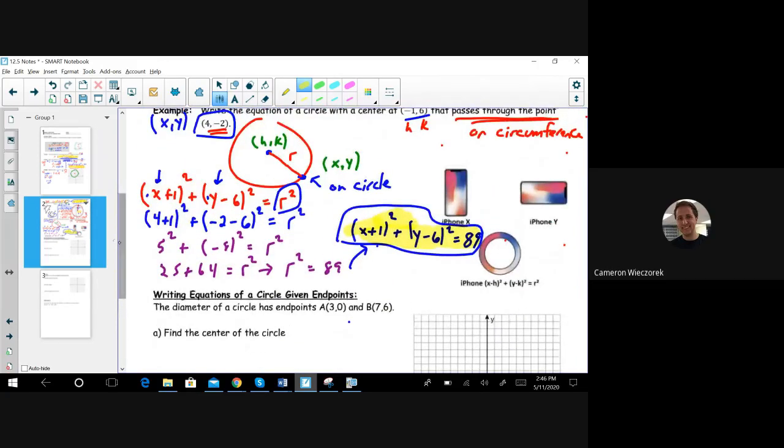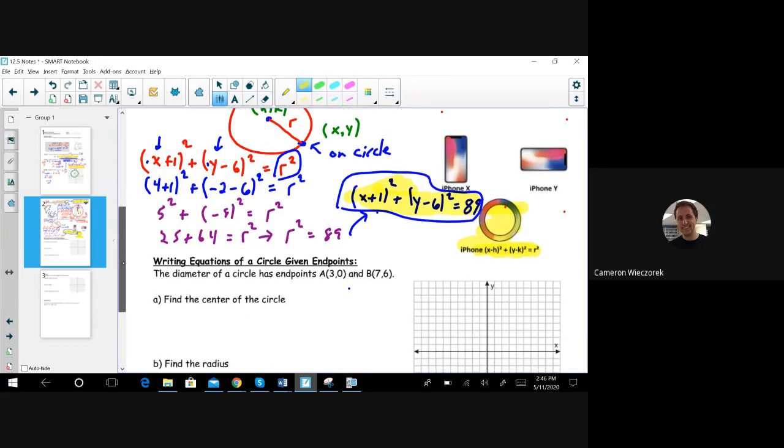And have a look at the iPhone joke before you move on. Give yourself a laugh. Maybe you're looking for the latest model of iPhone. iPhone (x - h) squared plus (y - k) squared equals r squared. Ha ha ha.